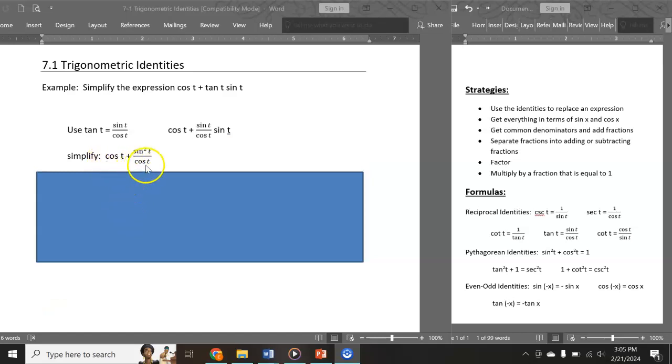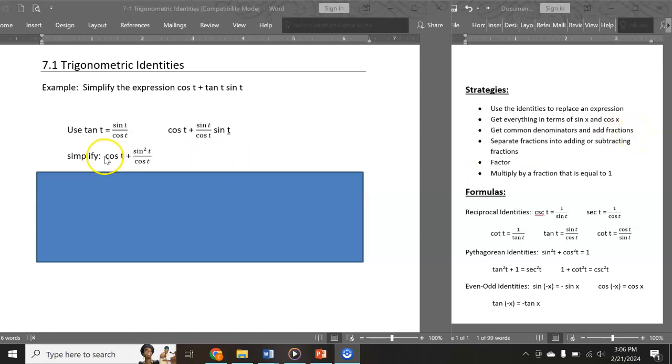So my simplified formula looks like this. And I know it doesn't seem very simplified right now, but we are almost there. So now I'm going to look back at my strategies and try to pick another one that might help me. And I notice that I do have a fraction here with some addition happening. So I think I'm going to do this strategy: get common denominators and add fractions.